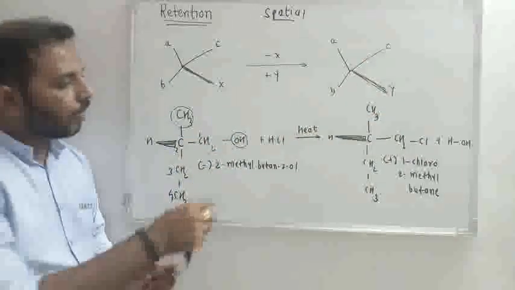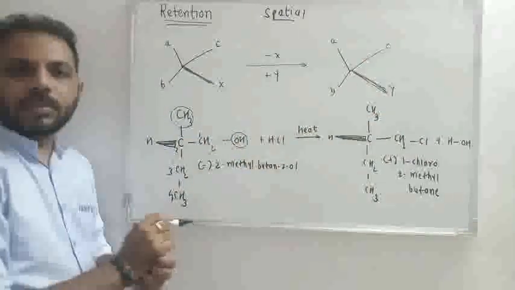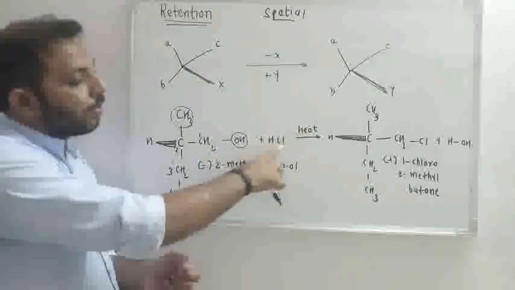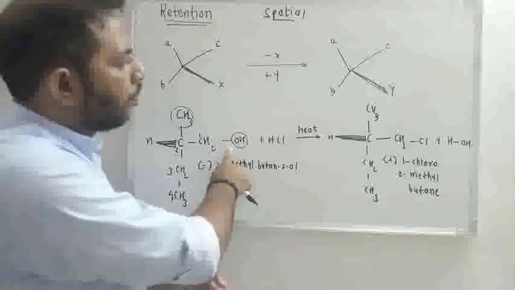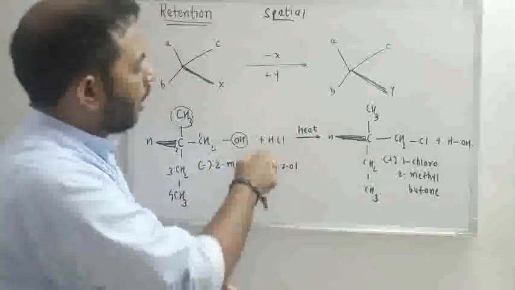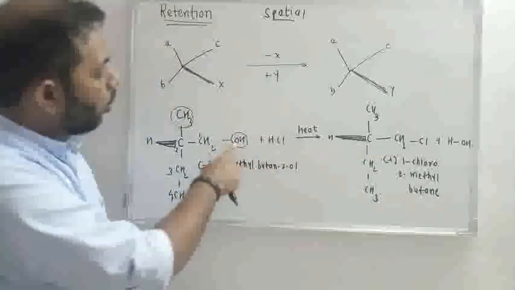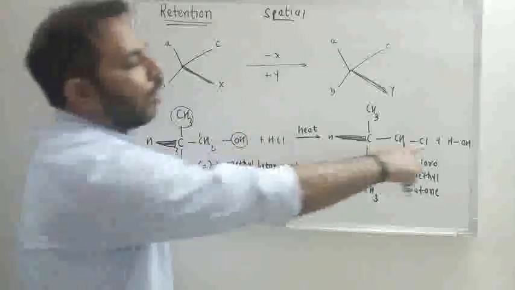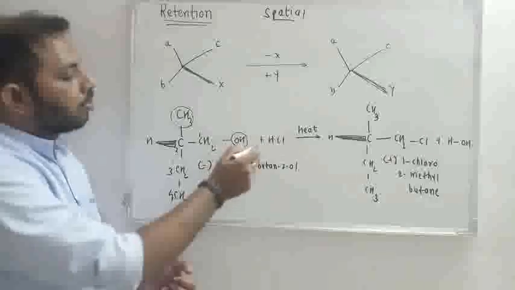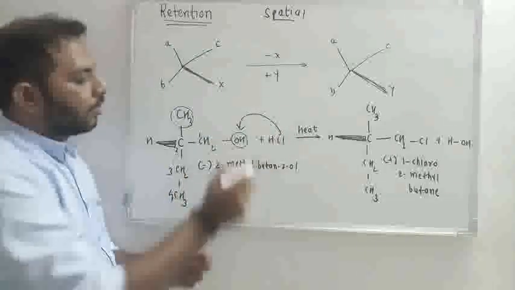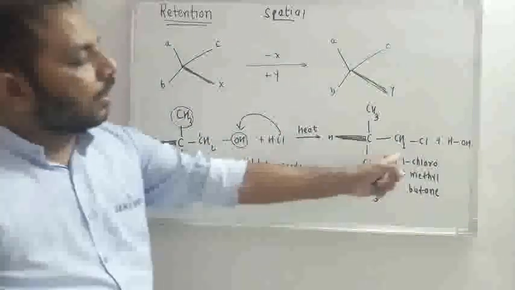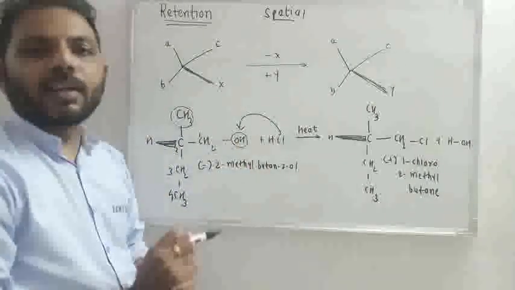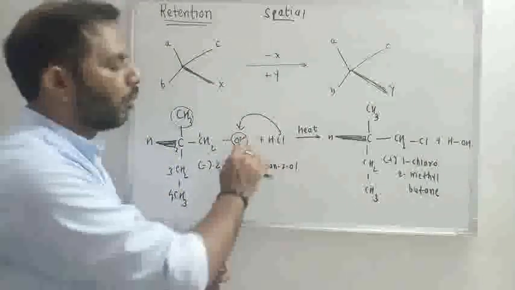Now it reacts with HCl in the presence of heat. We are providing heat. Now the OH group is replaced by chlorine. H from the acid and OH from this reactant, HOH, will form H2O. Now Cl will substitute OH, so instead of OH, there will be a chlorine group. So a substitution reaction has taken place. Chlorine has replaced the OH group.